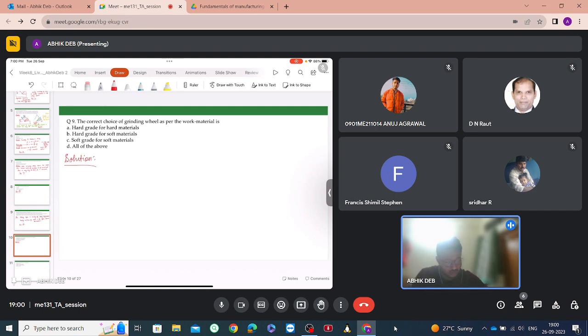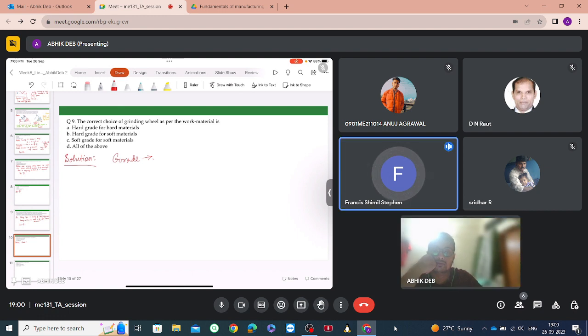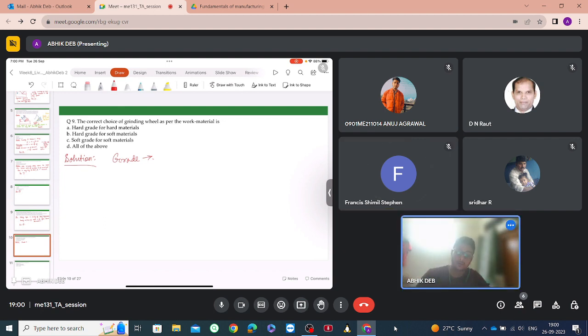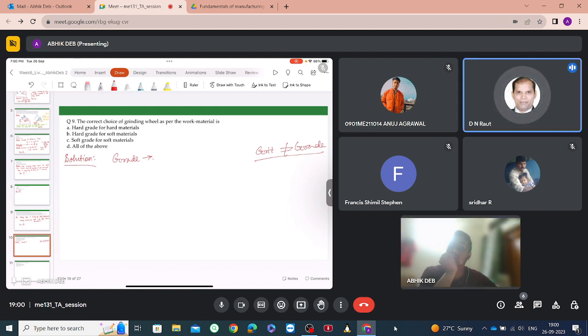First, tell me, do you know what is grade? What is grade? Sorry, is it the grain size of materials in that grit? No, that is a grit size. That is not grade. Grit and grade are different. Okay. So what is grade?